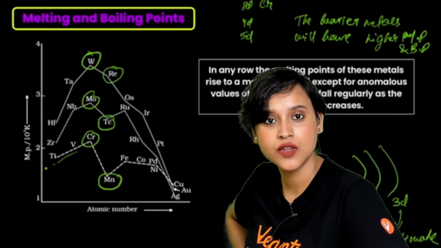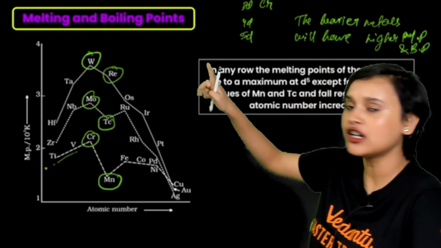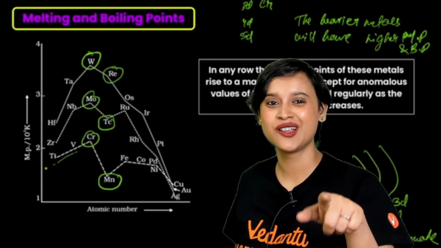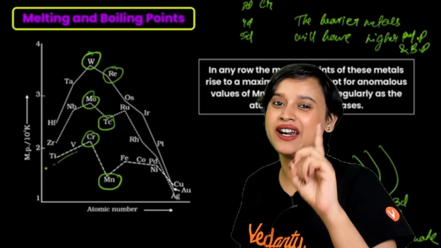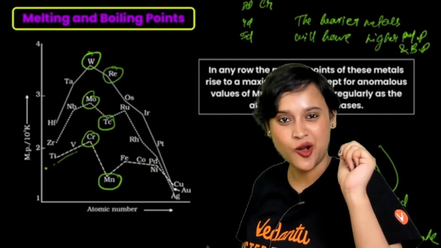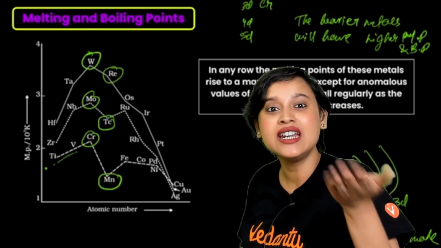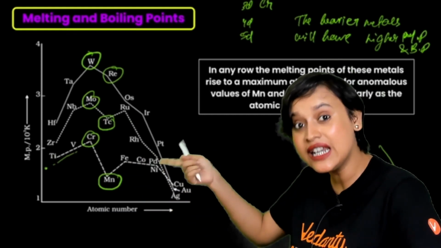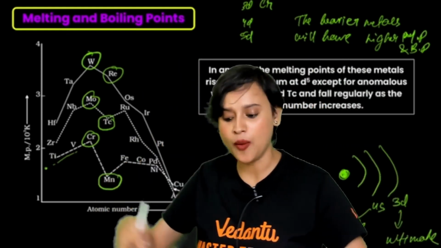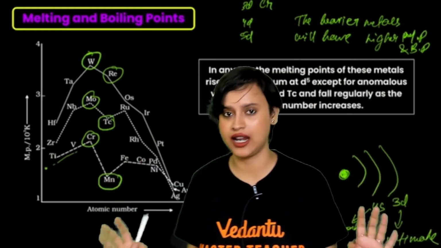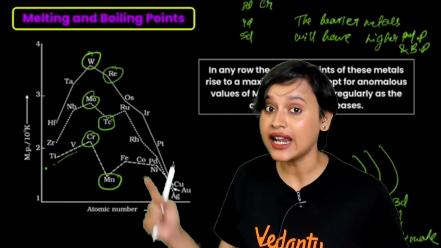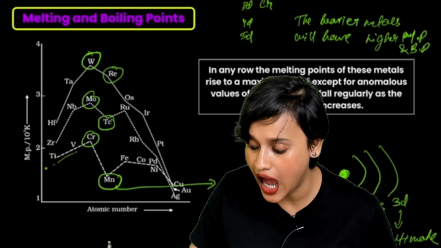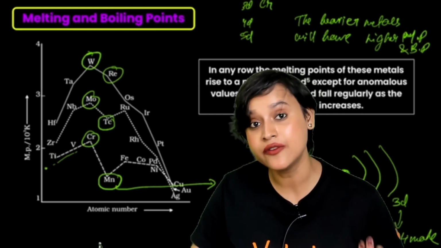Why so? Because after chromium, manganese has one less unpaired electron and there is a sudden drop. Okay, manganese has how many? 3d5, 4s2 is paired, right? 4s2 is paired, 3d5 is unpaired, so there is a drop. And same thing with technetium as well as rhenium, everybody. Right, everyone? Technetium, did you remember? 3d5.